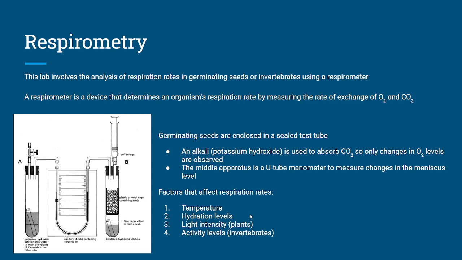So the middle apparatus shown here is a U-tube manometer, which is used to measure changes in the meniscus level as we can observe here, and basically interpret this as the change in oxygen gas levels. Finally, the factors that affect respiration rates during this lab would be temperature, hydration levels, light intensity if we are using plants and germinating seeds, or activity levels of the invertebrates if we are using them for this lab.